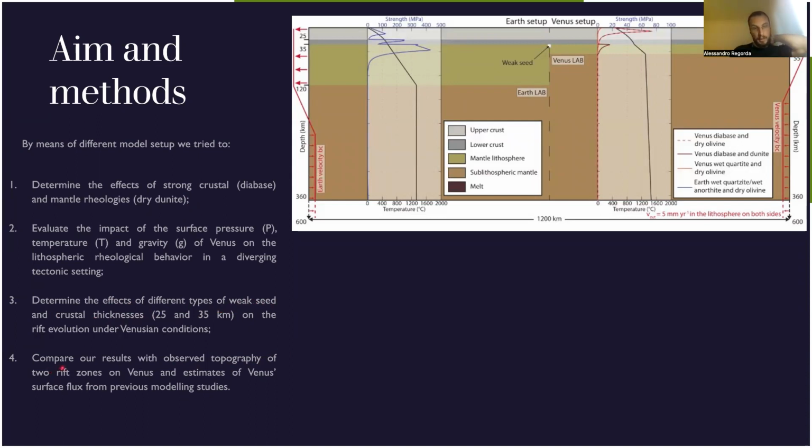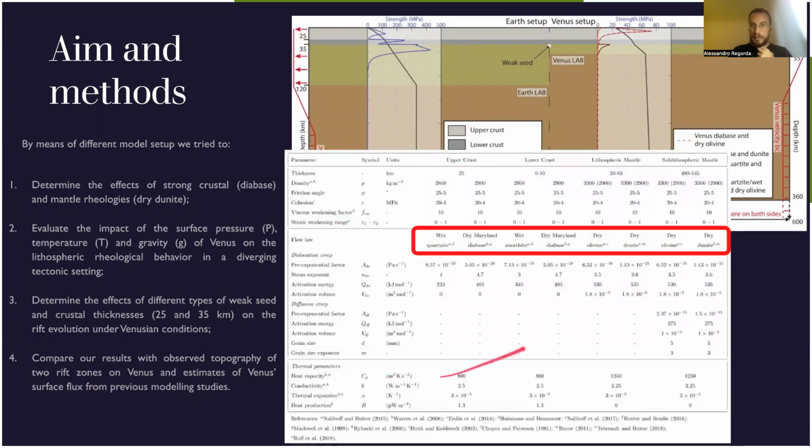And in the end, I will show you some comparison between our results and observed topography and heat fluxes. These are the parameters we used. In particular, just for the rheology, we used the wet quartzite and a wet anorthite for the upper and lower crust in case of the Earth, while we decided to use a dry diabase for both upper and lower crust in the case of Venus. And for the mantle, we tried both dry dunite and dry olivine rheology.